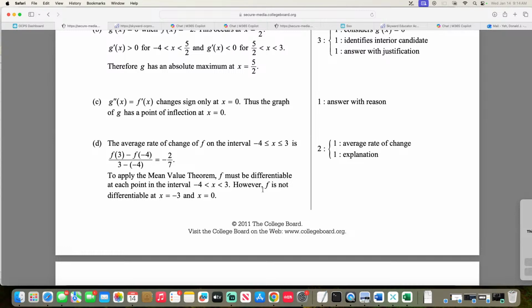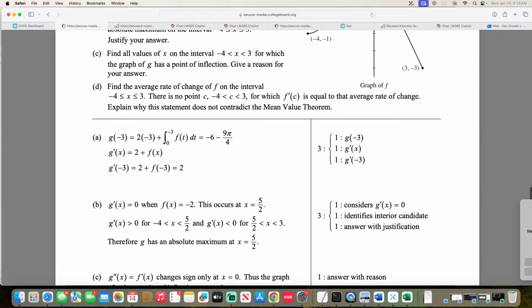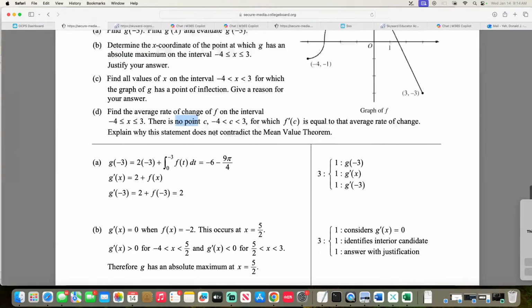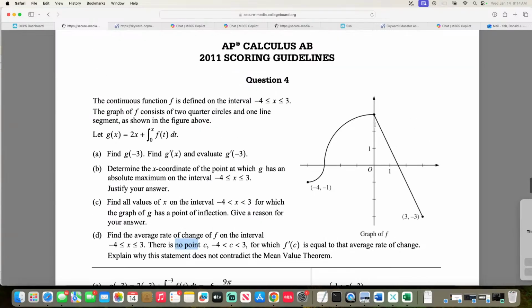So it's not differentiable. That's why they say there's no point, because there's no point where f prime of c equals this. So therefore, the mean value theorem does not apply, because at these two particular points it's not differentiable. So this is kind of hard.